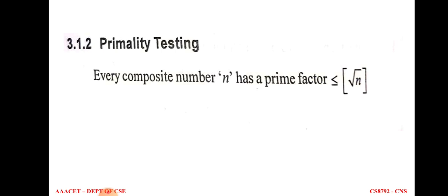Here there is one rule, a rule or formula or concept: every number n has a prime factor less than or equal to root n. So consider they are giving one particular number to check whether it is prime or not. We find the root of that particular number and then write the prime factors, which should be less than or equal to that root.